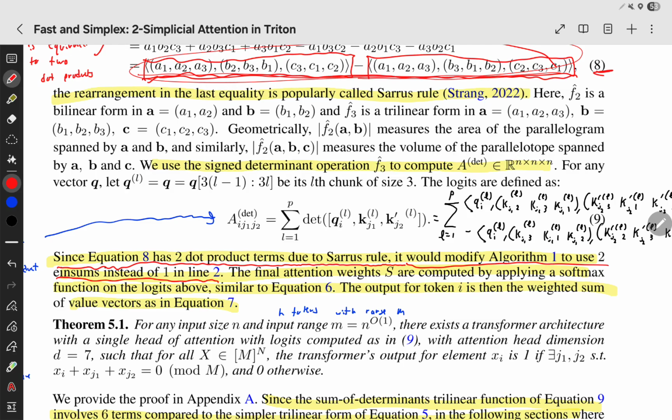Just defined above, basically the attention operation. In the final equation, weights S are computed by applying a softmax function on the logits above, so just on the determinants instead of the inner products. And similar to equation 6, the output for token I is then a weighted sum of the value vectors. So all you're doing is replacing your attention scores with these determinants.